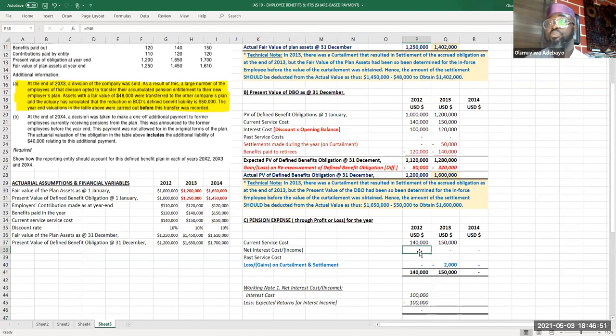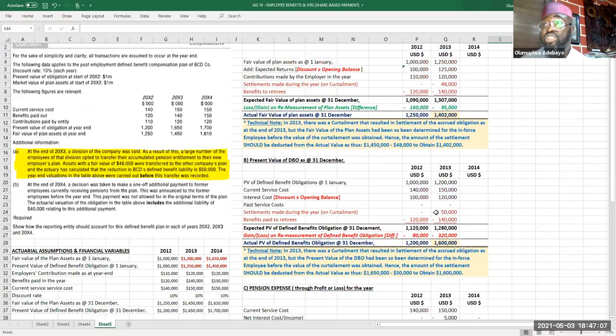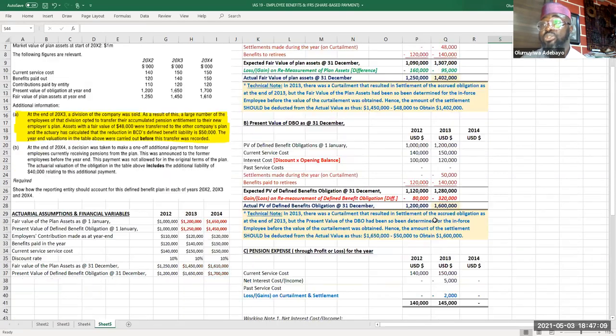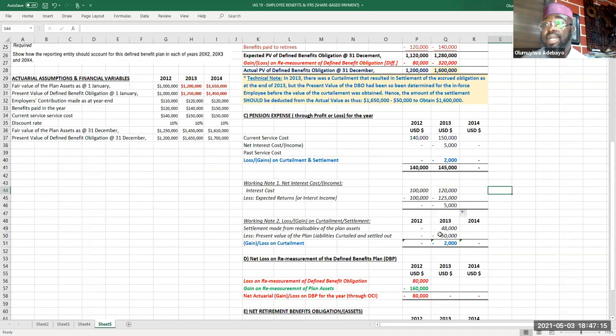Now, it is this 100 minus 100 that gave us a zero coming here as net interest cost. But in the second year, it is not the same because the liability and the asset are not the same. Therefore, our net interest cost here is more of a return, which is 5,000. And that return will come here to reduce our pension cost. That's why this is negative, to reduce.